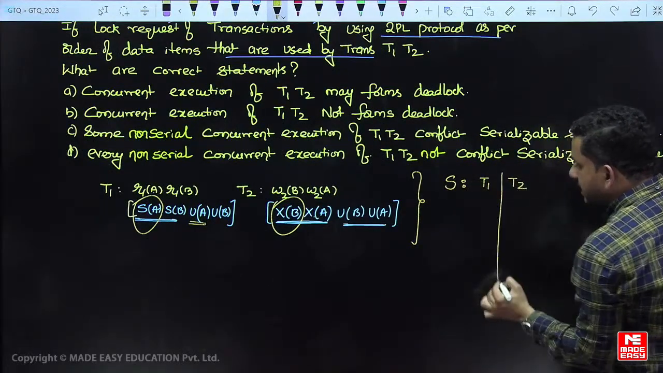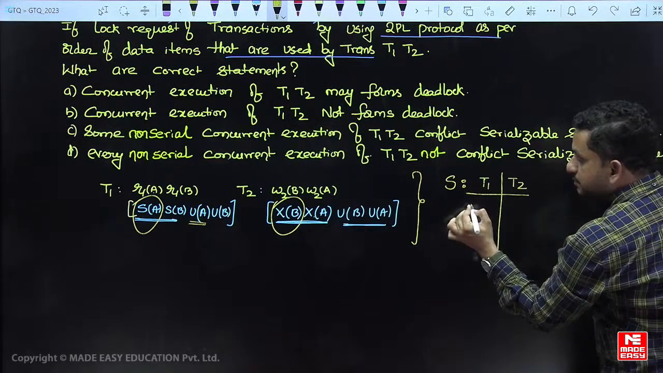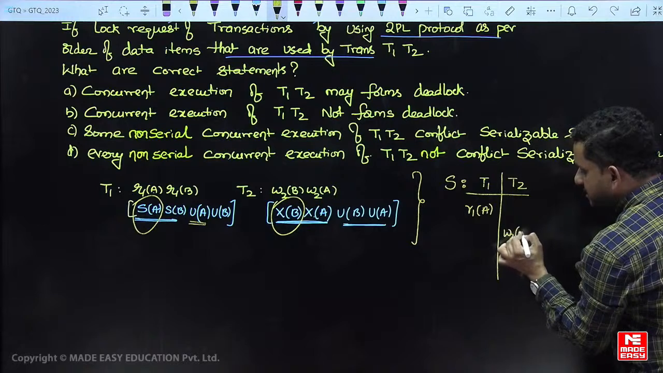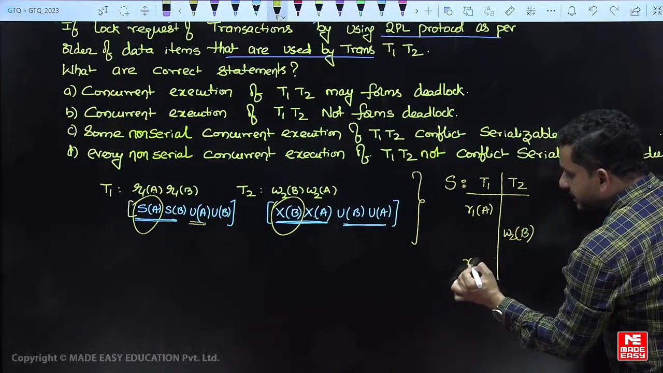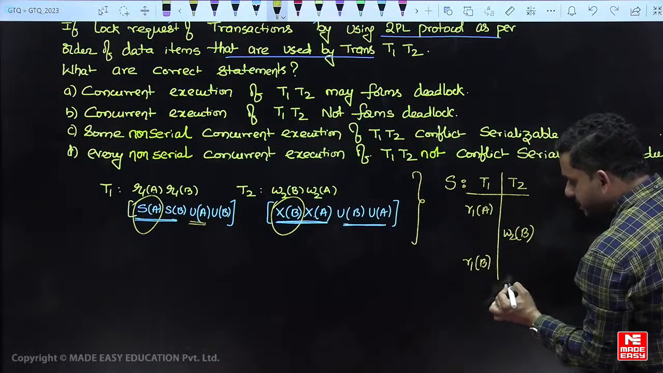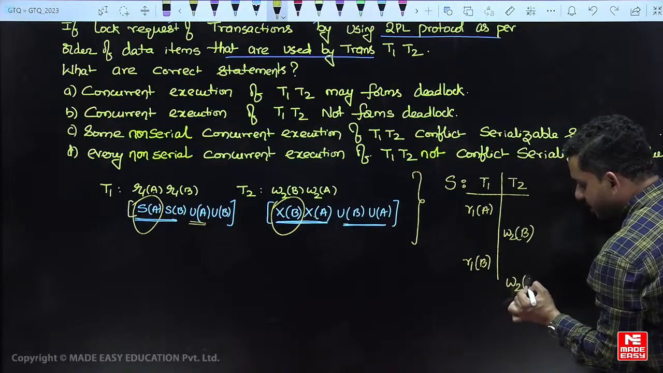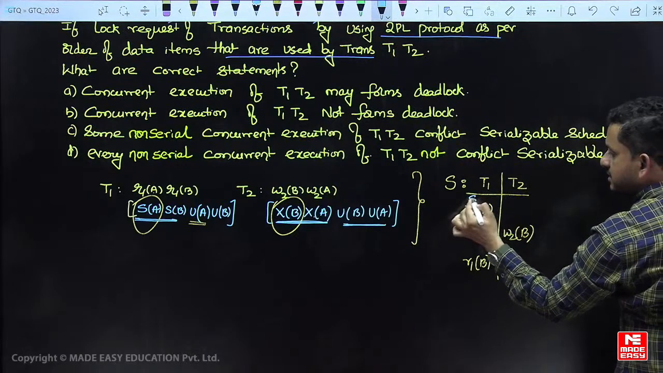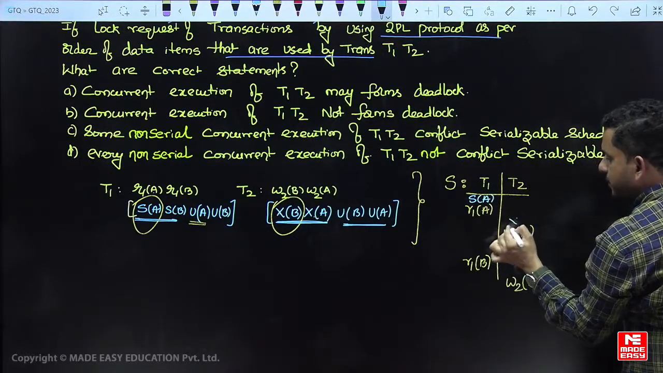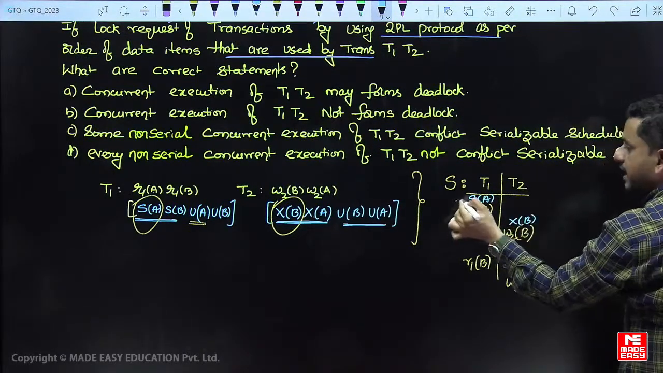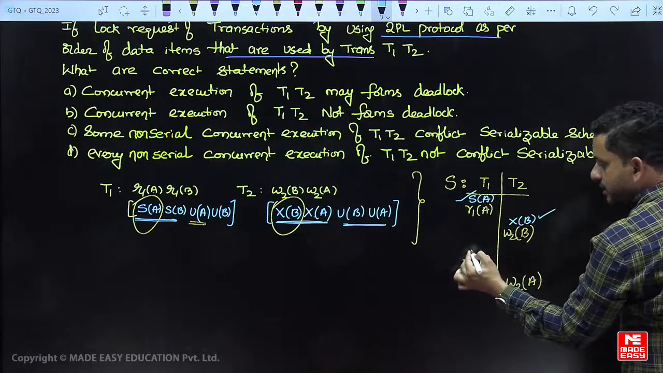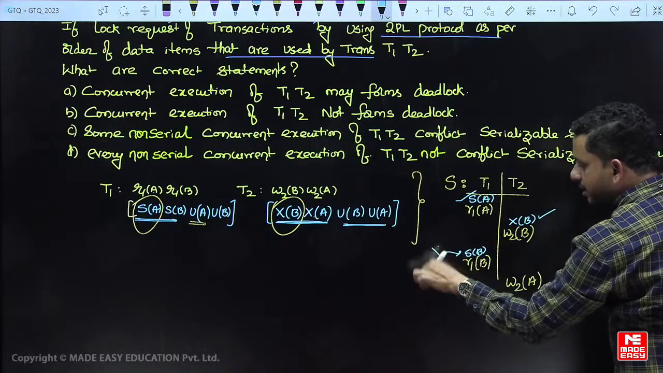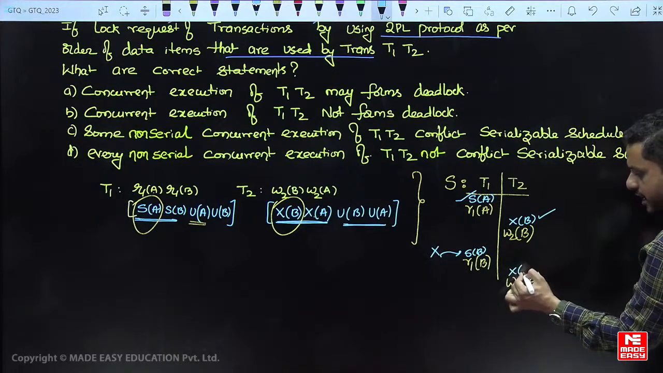Okay, this is the expected schedule. For example, T1 reads A and T2 writes B, and T1 requests to read B and T2 is required to perform write A. If this is the case, T1 begins with a shared lock on A and T2 begins with an exclusive lock on B, both are granted. Now T1's shared lock request on B is denied, and T2's exclusive lock request on A is also denied.